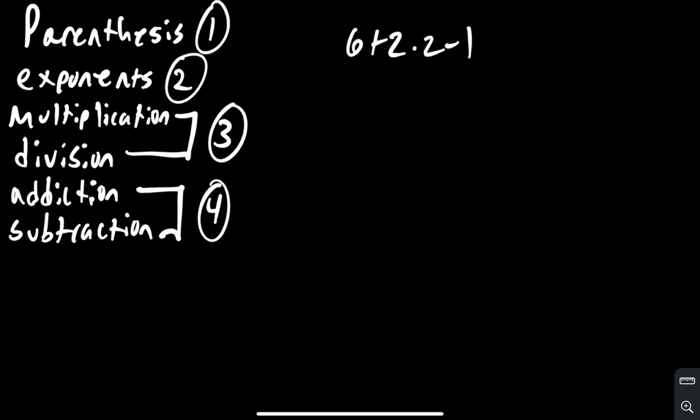It's a different way. So we're going to do the parentheses first, but we don't have any parentheses. We move on to exponents. We don't have any exponents. So then we move to multiplication and or division, and we only have multiplication, so we just multiply. 2 times 2 is going to give you 4, and then we carry the minus 1. So it's 6 plus 4 minus 1, so 6 plus 4 is 10. Minus 1 is going to give you 9. So this is the correct way.